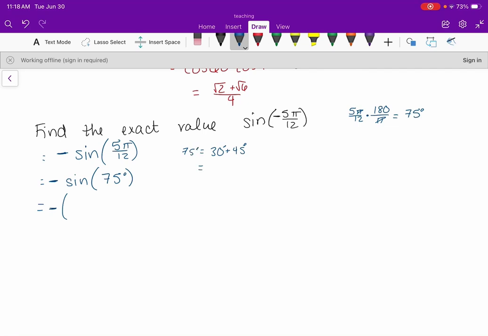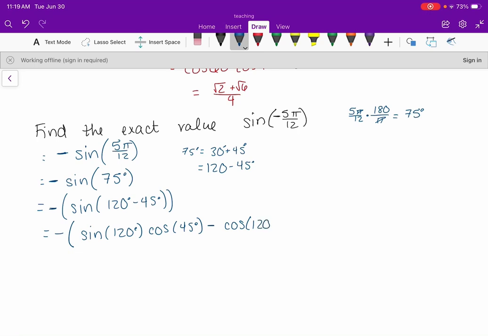So 75, I can do 120 minus 45. Let's do that. I'm going to do sine 120 minus 45. I have negative sine 120 times cosine 45 minus cosine 120 sine 45.